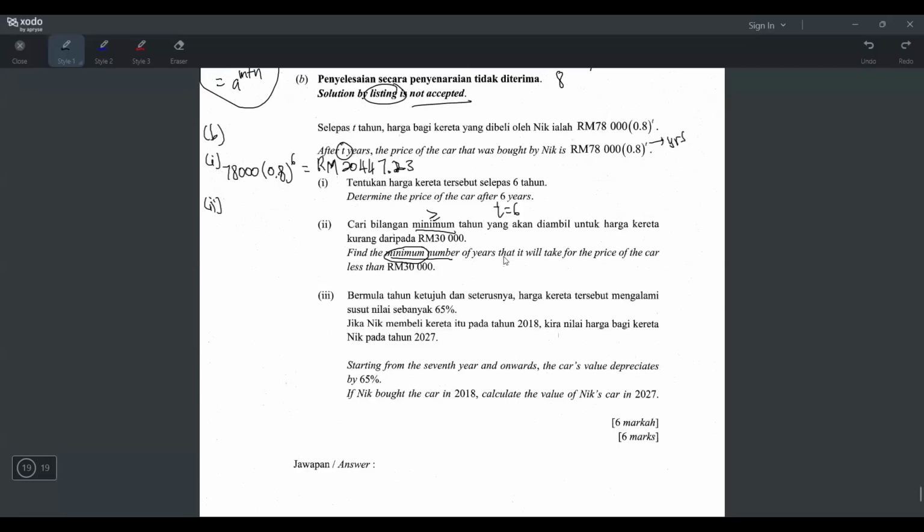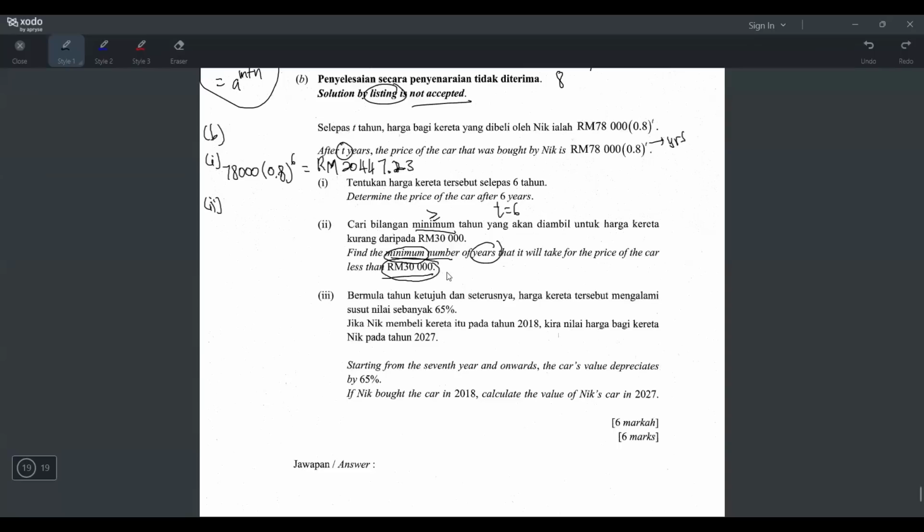So find the minimum number of years that it will take for the price of car to be less than 30,000. So this 30,000 is not T. You don't go and sub the T with 30,000. Hey, if you sub like that, you are finding the price of car after 30,000 years. Bukan lah, ini bukan years, ini RM. So the year is actually what we want to find. The T actually we don't know now. So what they give you there is not the T. This is the price actually.